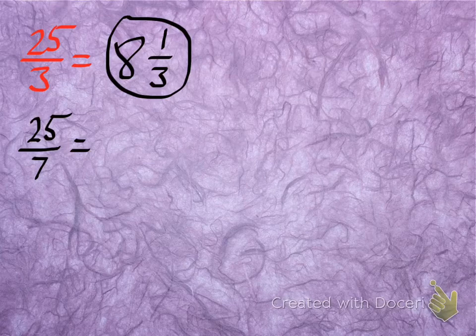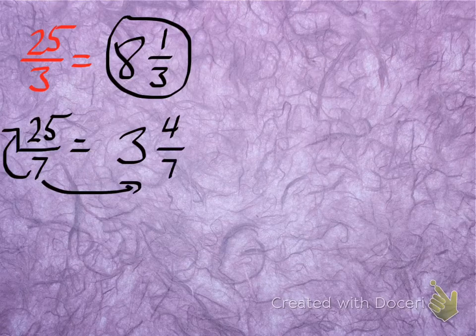So again, 7 goes into 25, a total of 3 times. And we can do this in our head. 7 times 3 is 21, with a remainder of 4. And again, the bottom number doesn't change, so it's 3 and 4 sevenths. So we'd have 3 and 4 sevenths candy bars. 3 whole ones, and then 4 pieces, a little bit more than half.